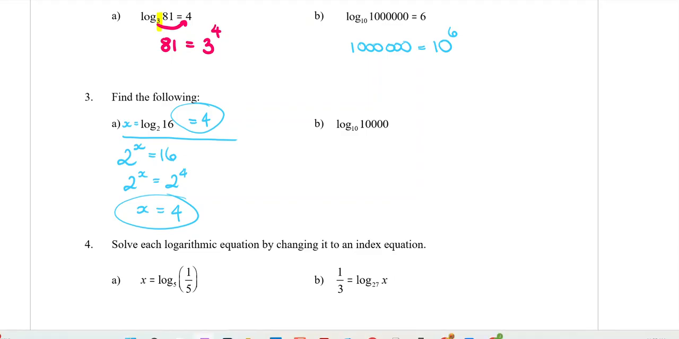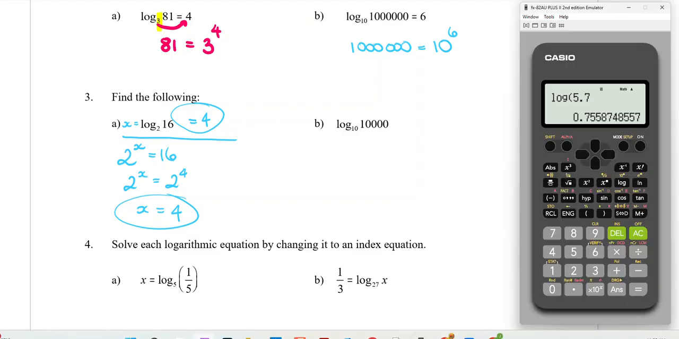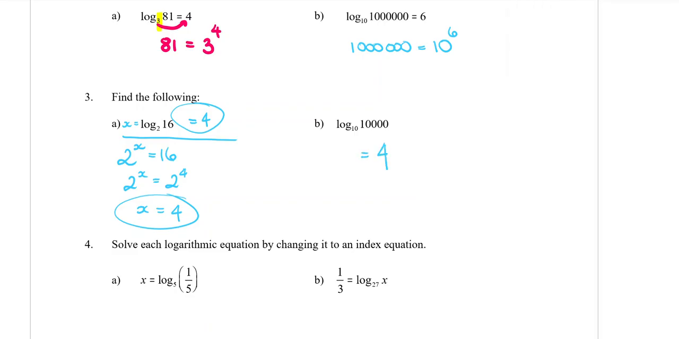The logarithm is asking you to say 10 to the power of what gives 10,000. So you could sit here and guess. You go 10 to the power of 3, that only gives me 1,000. So if I want 10,000, I have to go to the power of 4. So again, for this one, that is going to be equal to 4.